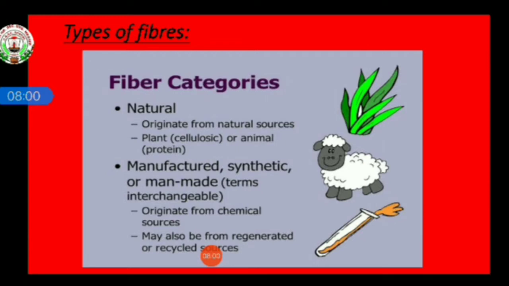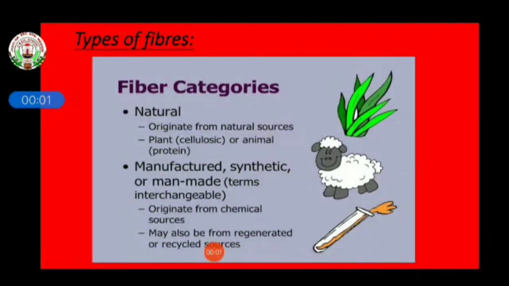Types of fibers: natural, synthetic. So, fiber categories are of two types, natural and synthetic. Natural fibers are those we obtain from natural resources like plants and animals, whereas synthetic fibers are manufactured by chemical processes in factories, and these are also called man-made. Some examples of synthetic fibers are rayon, nylon, polyester.